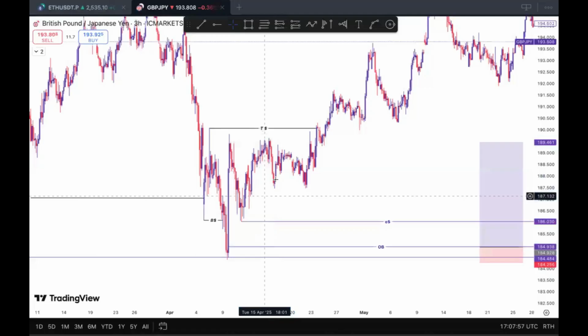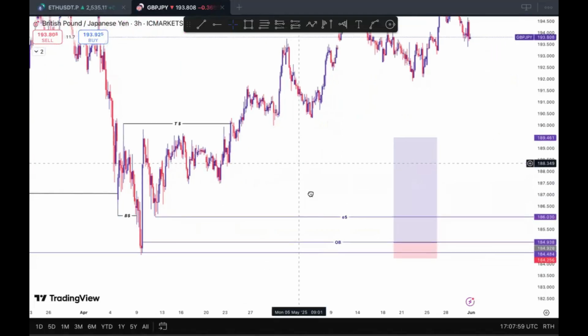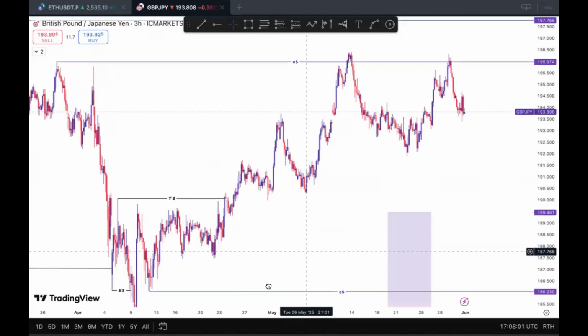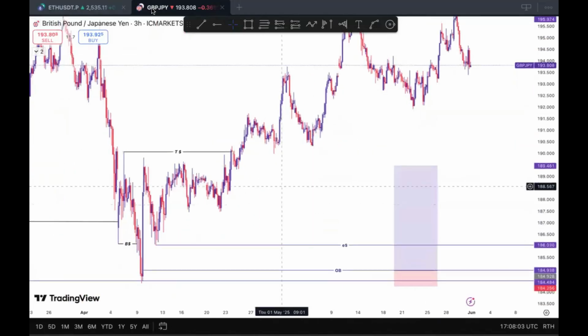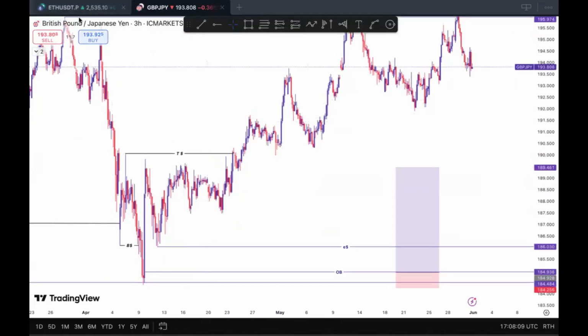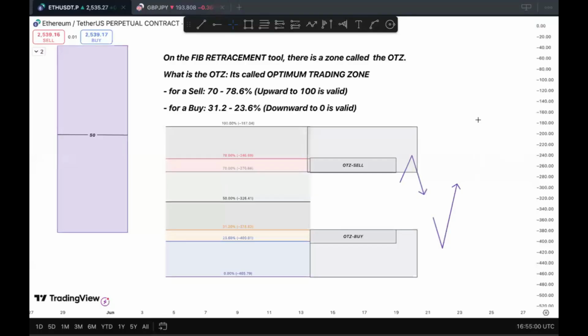If you understand what I just explained, kindly go to the chat box and say I do understand. I just explained how to use the Fibonacci retracement tool. Do you understand? If you understand, go to the chat box and say I do.